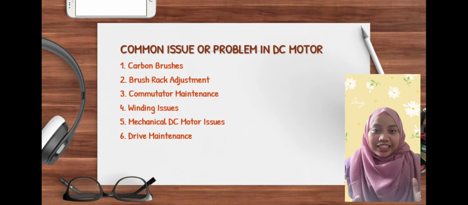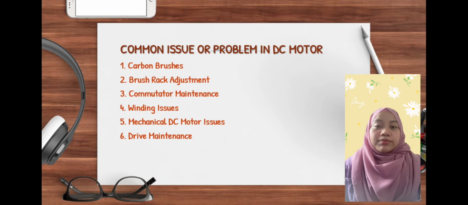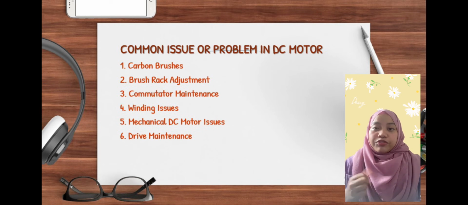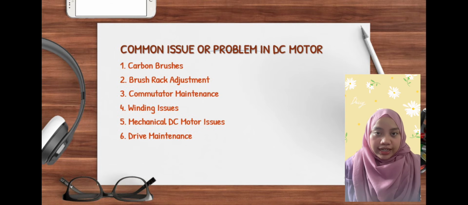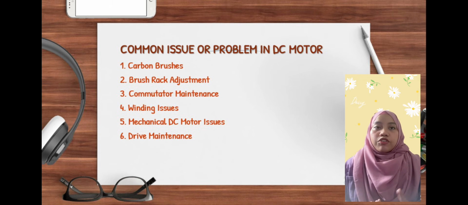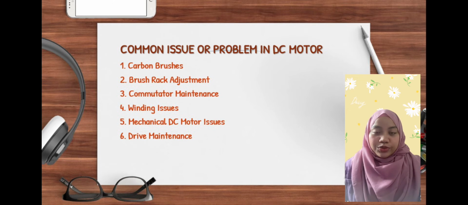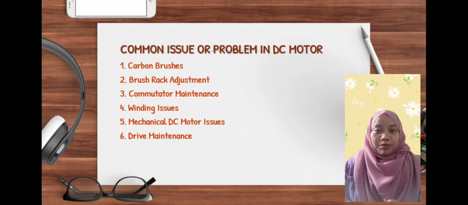Okay guys, so basically we have 6 common issues or problems in this DC motor. The first one is carbon brushes. The second one is brush rack adjustment. The third one is commutator maintenance. The fourth one is winding issue. Next, we have mechanical DC motor issue. And the last one is drive maintenance. But I would like to explain only 3 common issues in this video, which are carbon brushes, brush rack adjustment, and commutator maintenance.